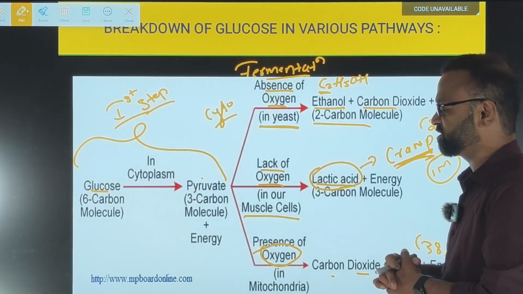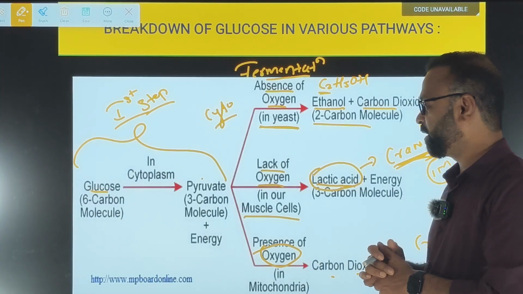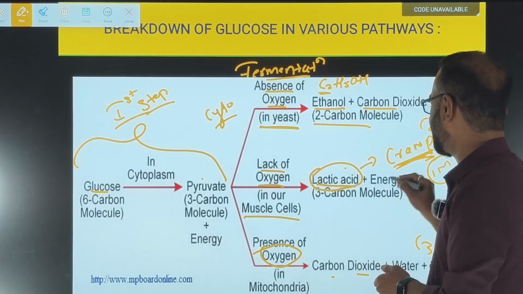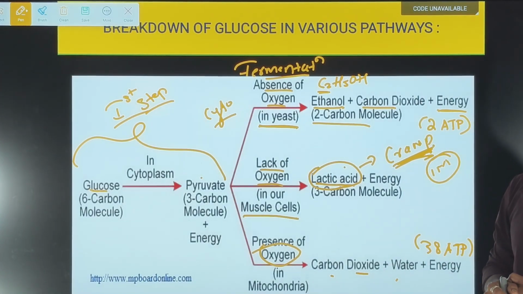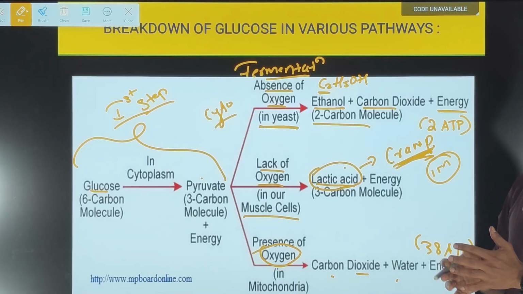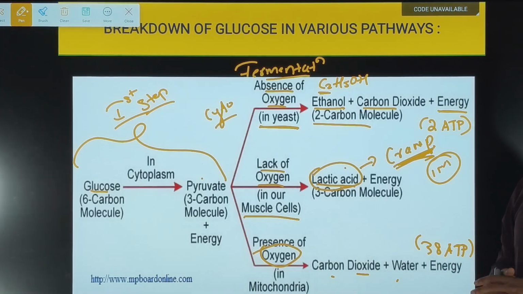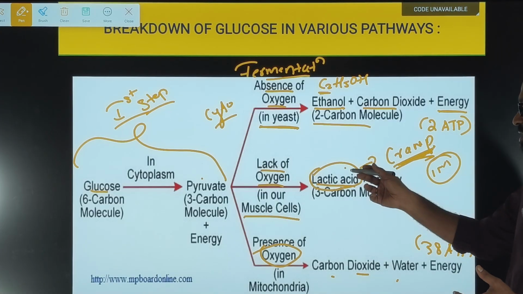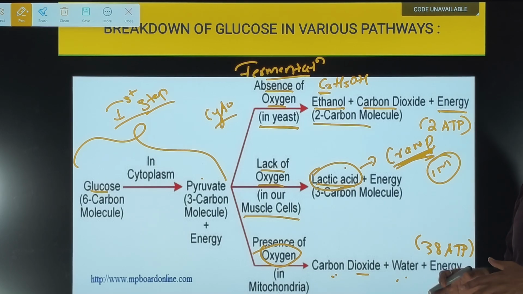So because of lack of oxygen in the muscle cells, glucose or pyruvate will break down and form lactic acid. This lactic acid is responsible for causing the what? For causing the cramp. But after some time when you relax, if you apply the ointment and do some massage, after a few minutes again we get relaxed, because this lactic acid will break down to form carbon dioxide and water, and we feel relaxed.